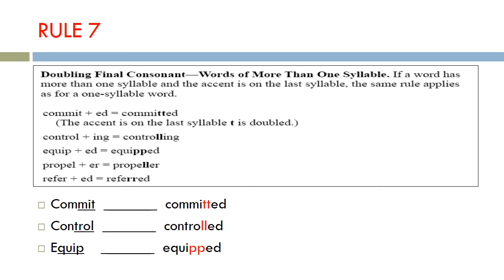Control, this is the second syllable, it is stressed. Controlling, double L. Equip, equipped. Propel, propeller. Refer, referred.